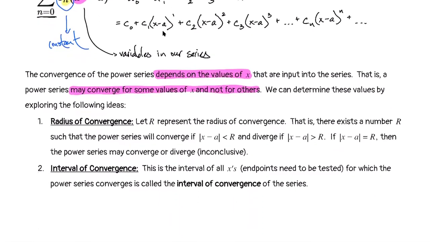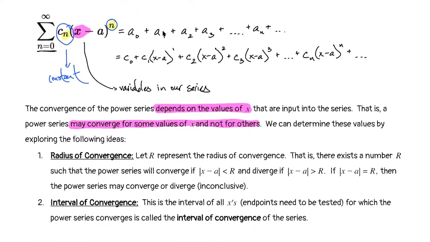So to that end, we need to take a look at these two ideas. There's something called a radius of convergence, and there's something called an interval of convergence. So for our power series, if we have a radius of convergence, we're going to call that R. So we're going to let R represent the radius of convergence.